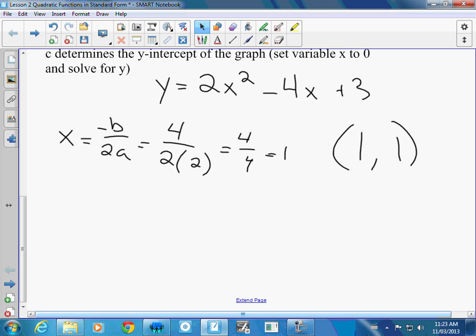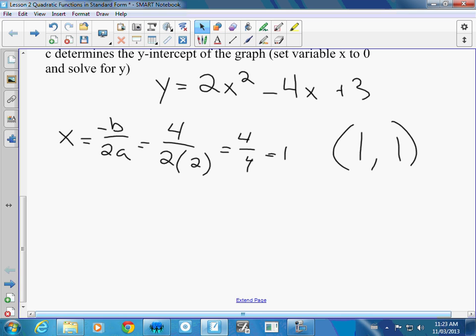Why is it useful to know the vertex? Well, that's where it changes direction, right? Either mountain or valley. Now, first off, is this open up or down, by the way? Up, it's positive. What's the vertex? I bet I can even tell you the y-intercept without looking at it.